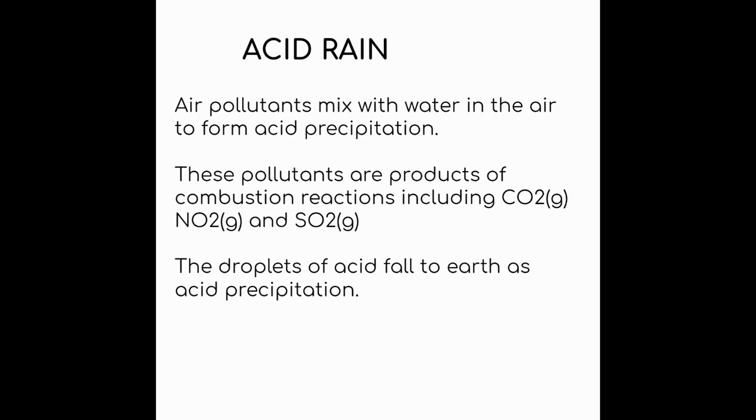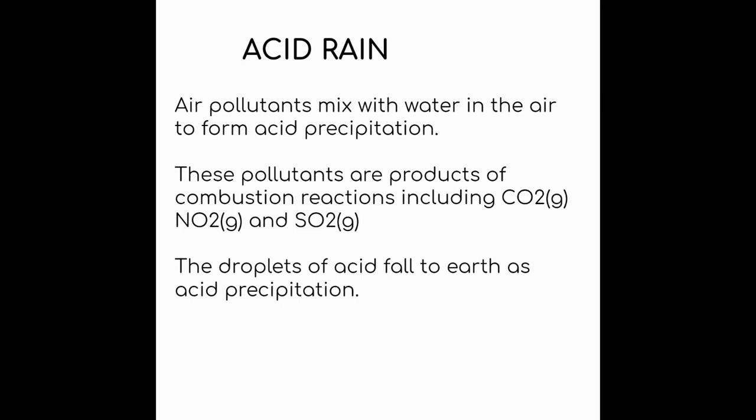However, we are adding air pollutants into our atmosphere. That's when it gets dangerous, when we add more than is naturally occurring. These pollutants are a product of a couple different things: carbon dioxide from, for example, driving cars, nitrogen dioxide, again from driving cars, and sulfur dioxide, mostly released from cars or factories.